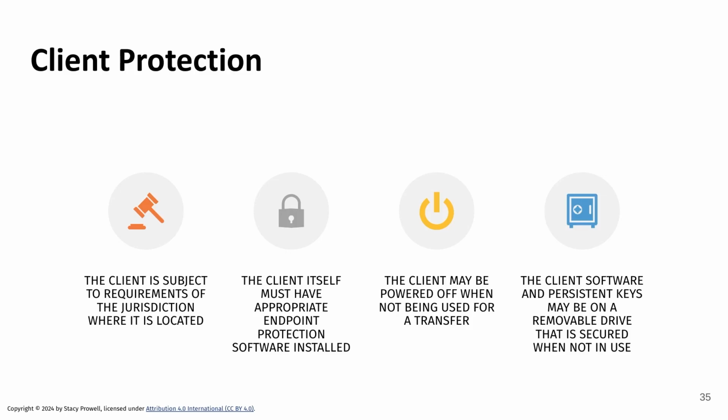And ultimately what we did was deploy this stuff on data thumbs. So the persistent key and the software is on a data thumb. You would turn the computer on, put the data thumb in, run the transfer stuff, and then when you're done, you unplug the data thumb, lock it away, power the machine off. Client's pretty secure.